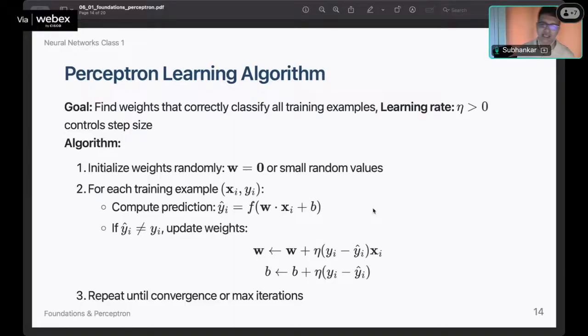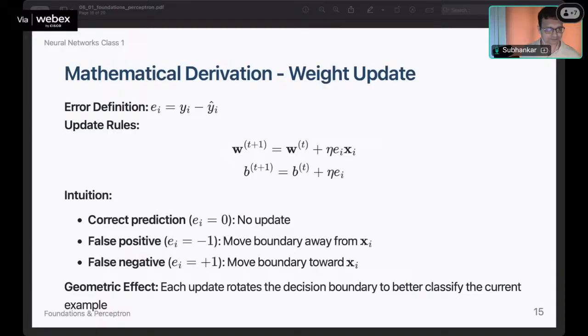Similar to gradient descent, yes. And we keep on repeating till there is convergence. Convergence as in y predicted will be y actual, or until we reach our maximum number of iterations. Here the error is basically y actual minus y predicted, and the update rules I have told you. Every time the prediction is wrong, the weight and the bias change. If it is a false positive, we move the boundary away from xi. If it is a false negative, we move it towards xi.